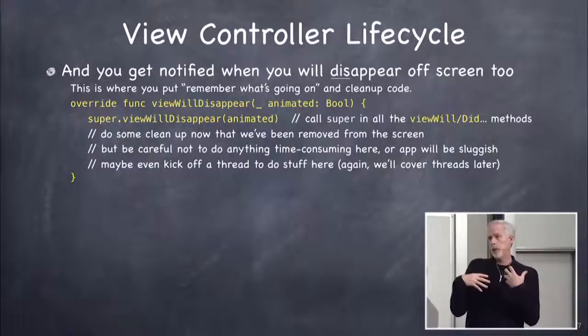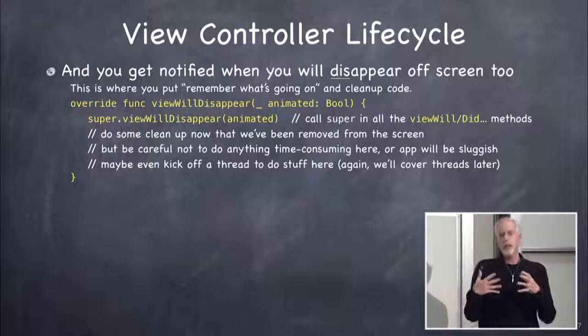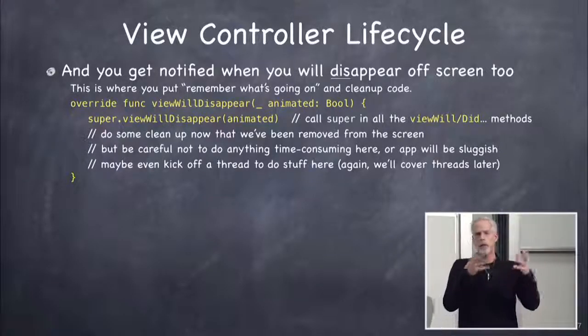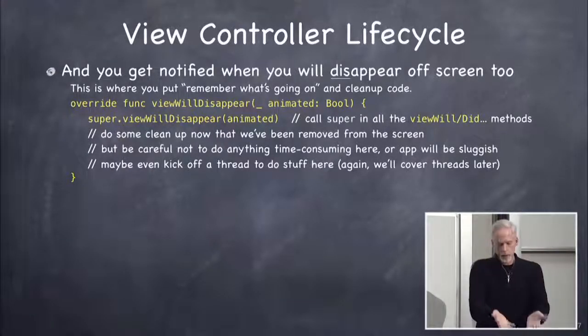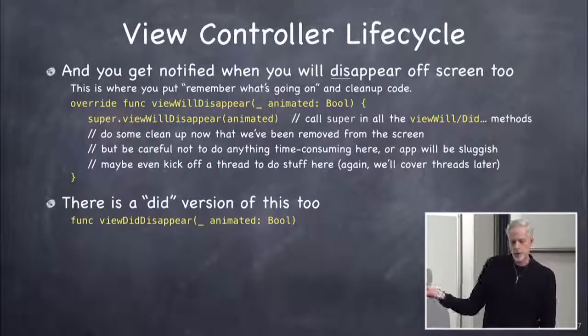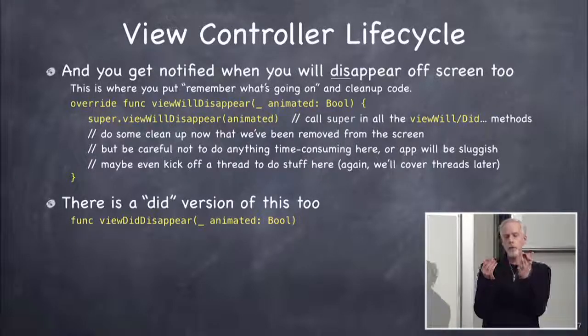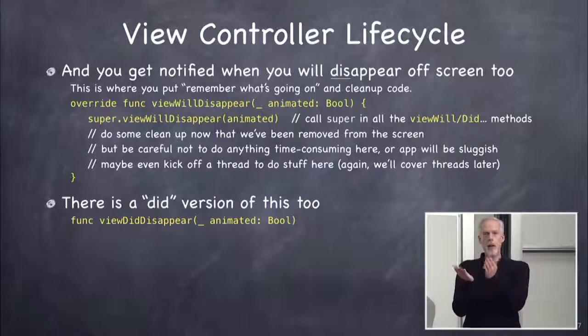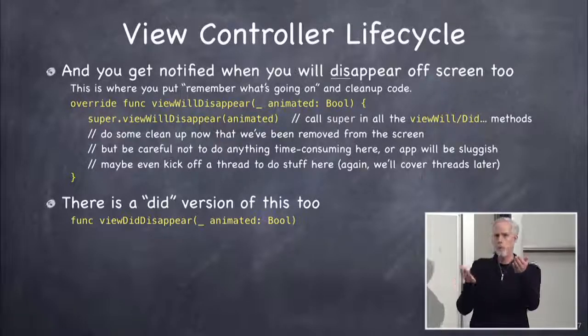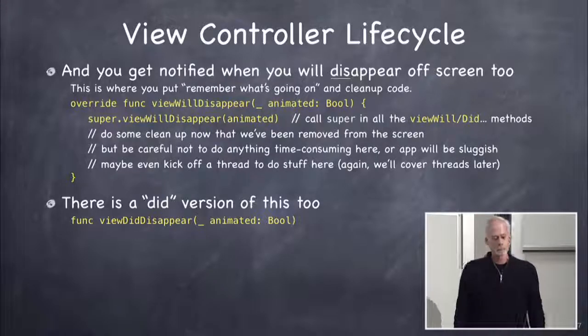Your MVC disappeared, and so if you allocated some resources that you don't need, like a network connection open, or something that only makes sense to be open while your MVC is on, then here's a good place where you can shut it down. And there's a did version of this as well, right? A lot of times people look at View Did Appear and View Will Disappear as matched. One undoes the other, and then the same thing with View Will Appear and View Did Disappear. Those are going to undo each other.